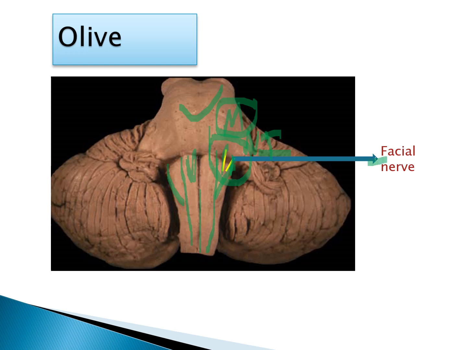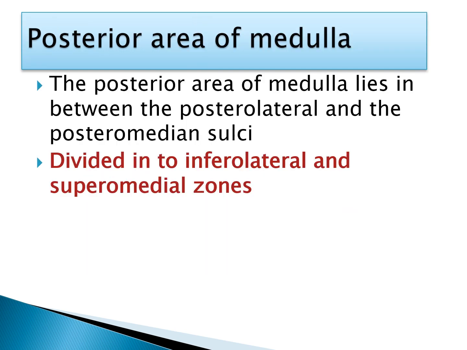So the facial nerve is an important cranial nerve. You have to learn it. It may be asked as an essay for you. You have to know the deep origin and the superficial origin of the facial nerve. Now we have completed the anterior areas and lateral areas. Now we will see the posterior area of the medulla.